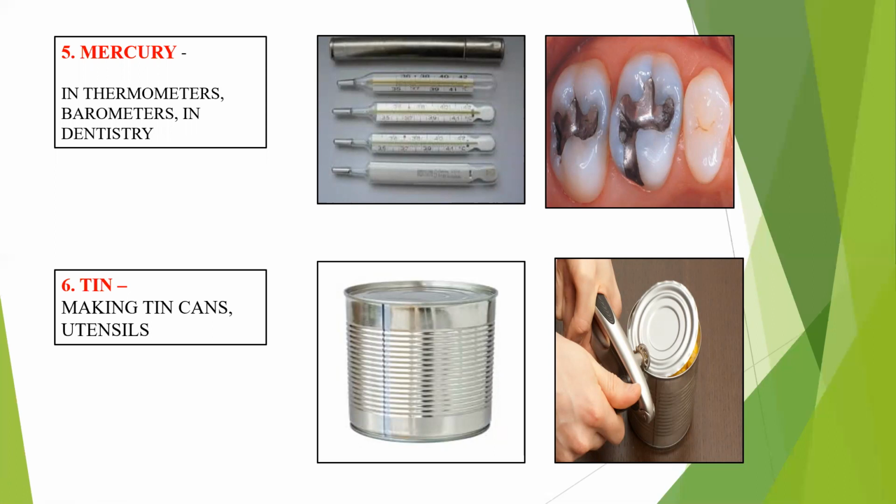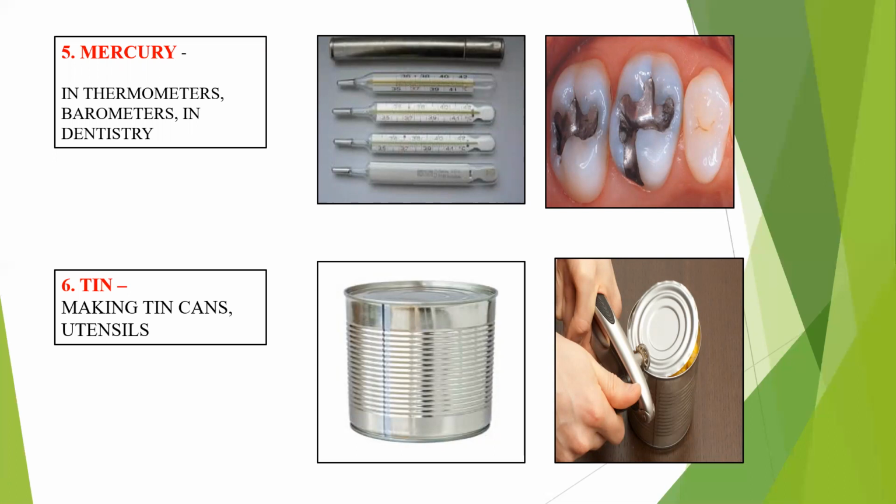Similarly in barometers also and other scientific apparatus, generally the liquid we use is mercury. Now, in case of dentistry also, sometimes in order to fill up the cavities, silver amalgam and gold amalgam are used. Amalgam means an alloy where mercury is included. An alloy of metal with mercury is called an amalgam. You need to learn the definition also, what is an amalgam.